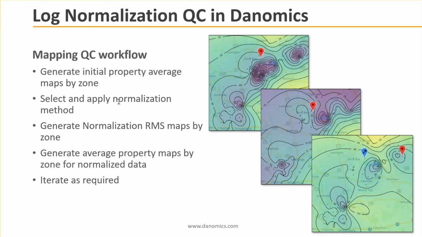What I'll then do is I'll select my normalization method and apply that, and then I'll generate a map that looks at how much each curve has been normalized by, and then I'll go through and look at those property average maps again to see if I've been able to eliminate some of the spots where we felt like we had trouble zones. So you can see that as we move through this, we have a way that we can trace what's been done, and then you need to iterate on this on an as required basis.